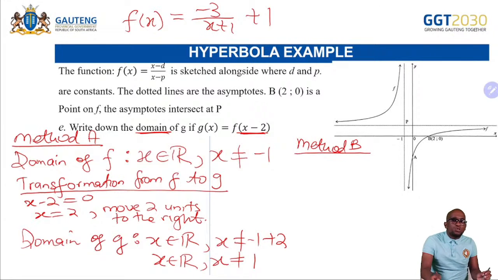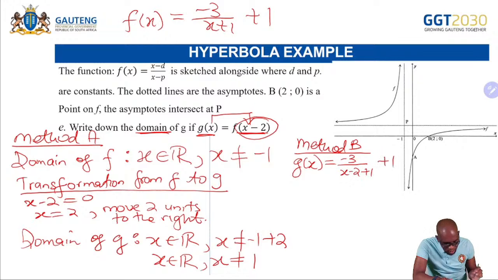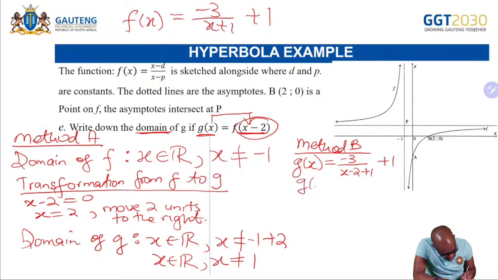Method B, what we do is we are going to get the equation of g. And then remember, g of x is f of x minus 2. So where we see x on f, we are going to put x minus 2. So this is negative 3 divided by x minus 2 plus 1, and then plus 1. The aim of doing this is that we find the equation of g and then conclude on the domain based on that equation. So now we're going to have that g of x is equal to negative 3 over x minus 1, plus 1.